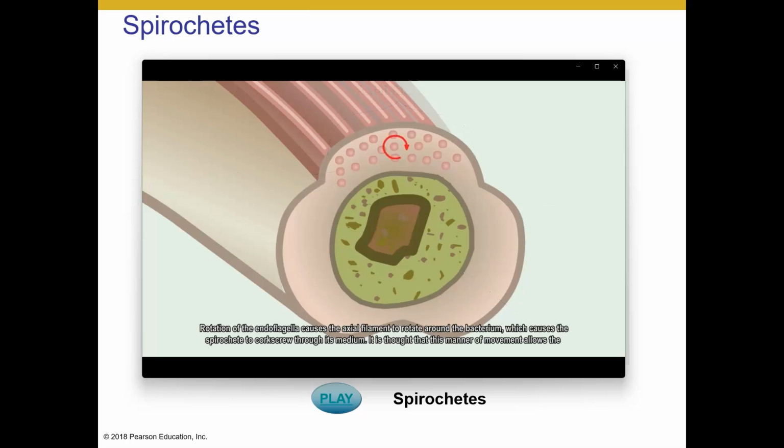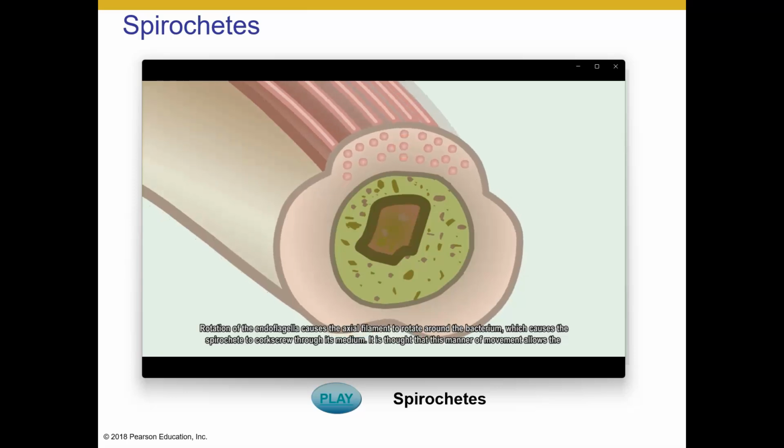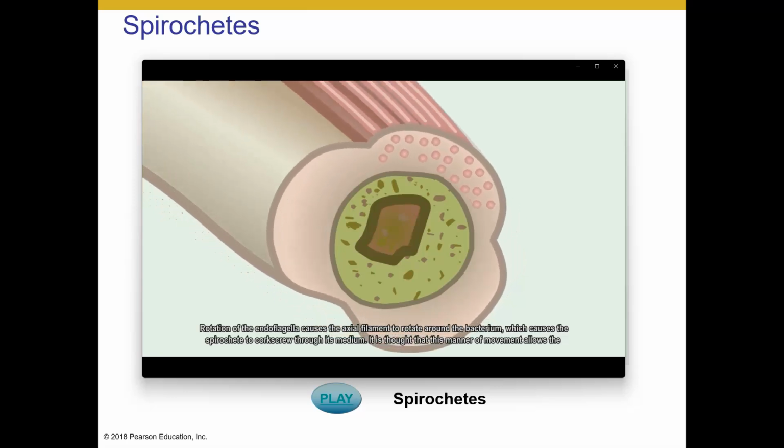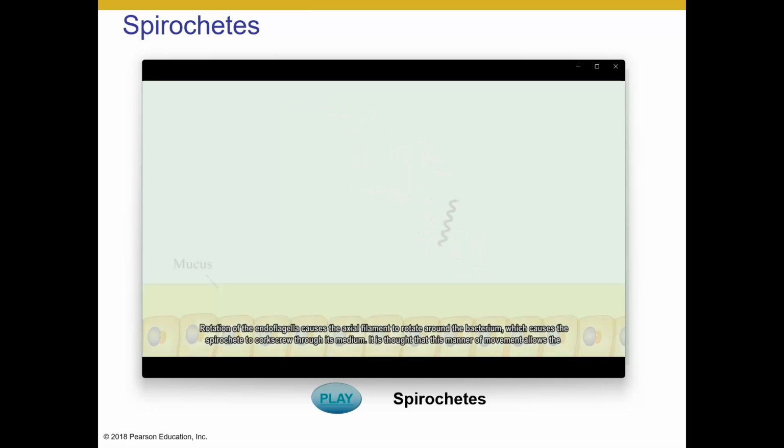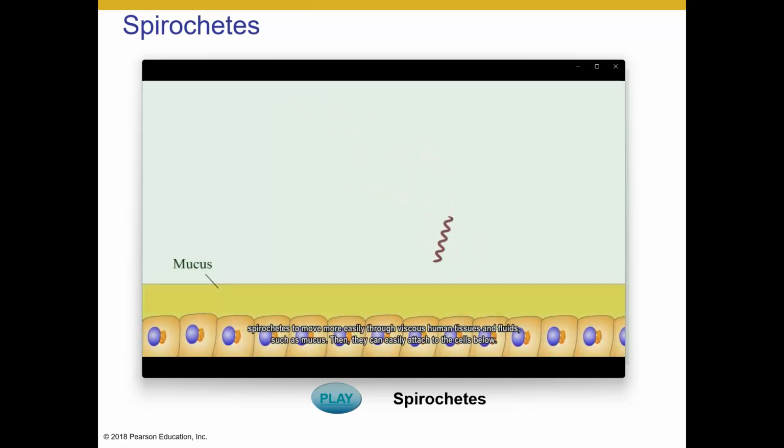Rotation of the endoflagella causes the axial filament to rotate around the bacterium, which causes the spirochete to corkscrew through its medium. It is thought that this manner of movement allows the spirochetes to move more easily through viscous human tissues and fluids, such as mucus. Then they can easily attach to the cells below.